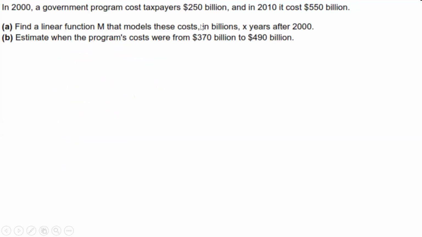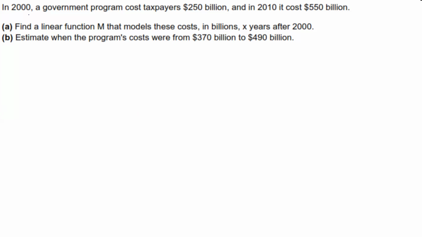All right, so here we have in 2000 a government program cost taxpayers $250 billion, and in 2010 it cost $550 billion. Find a linear function m that models these costs in billions x years after 2000, and then estimate when the program's costs were from 370 billion to 490 billion.